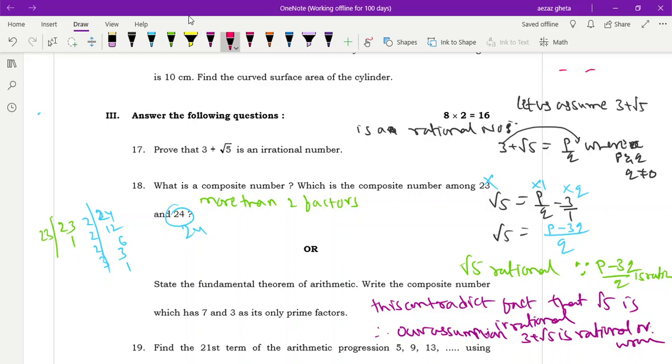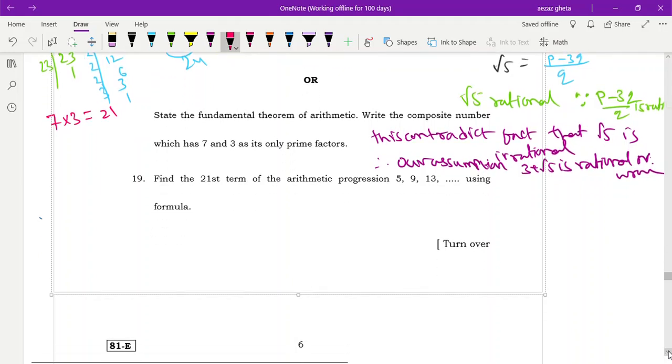Write the composite number which has 7 and 3 as its only prime factors. So 7 and 3 are the prime factors, then it is 7 times 3, so it is 21, right? 21 is a composite number. It has more than 2 factors: 1, 7 and 3. Is it clear, everybody? So this question is also done.